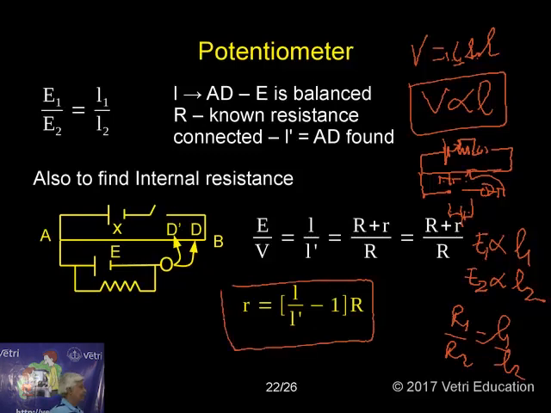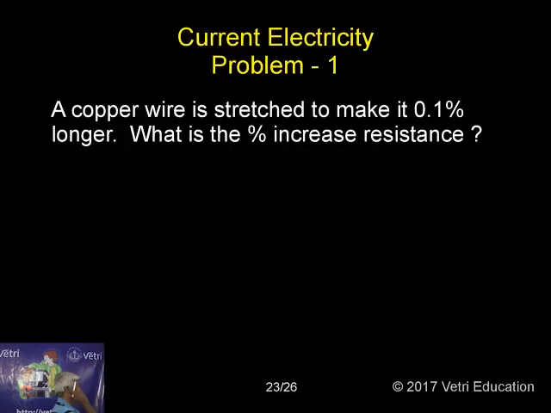What is I? The first current. I dash is the second current. So we need not worry about the external resistance and the internal; simply we can use these two. That's it. So this completes your current electricity, and we have to discuss some problems now.